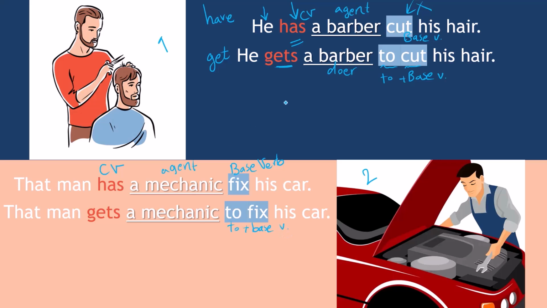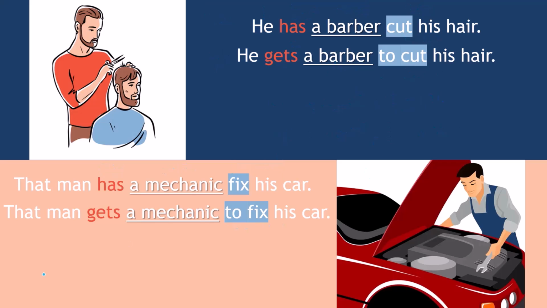So let's review. Have and get. After them, we use the name of the agent. The same thing happens for get. And after have, you use the base form of the verb. And after get, you use to plus verb or the base form of the verb.